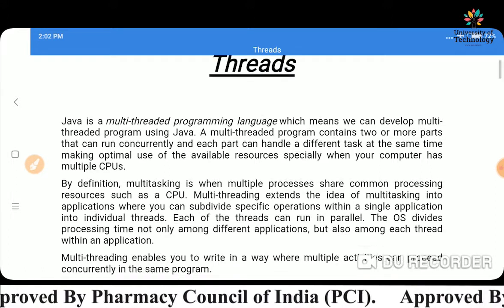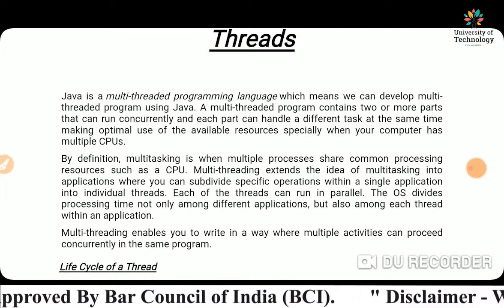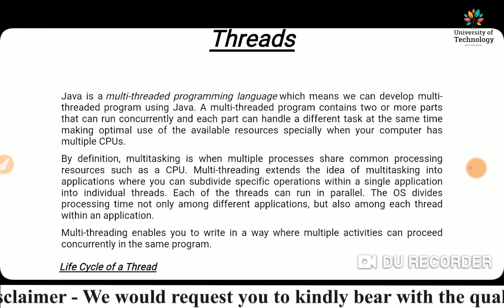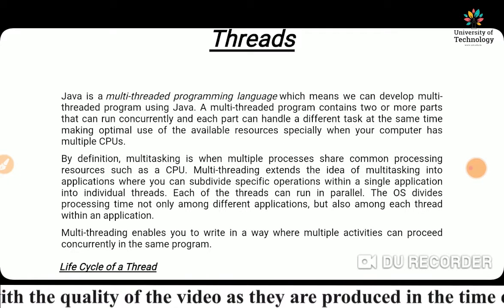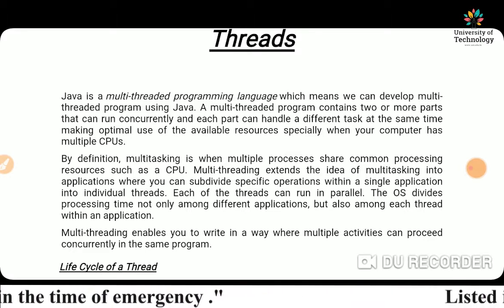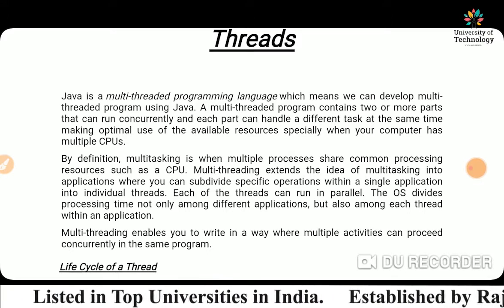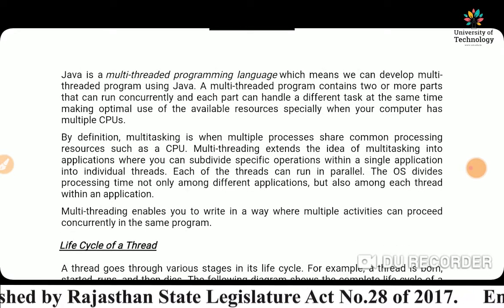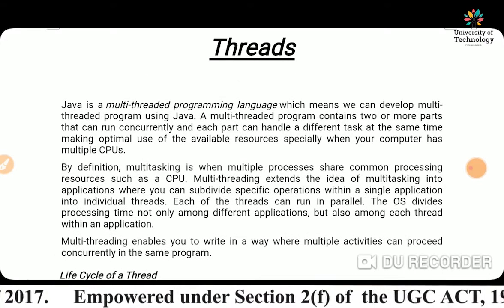By definition, multitasking is when multiple processes share common processing resources such as a CPU. Multi-threading extends the idea of multitasking into applications where you can subdivide specific operations within a single application into individual threads. Each of the threads can run in parallel. The operating system divides processing time not only among different applications but also among each thread within an application. So multi-threading enables you to write in a way where multiple activities can process concurrently in the same program.